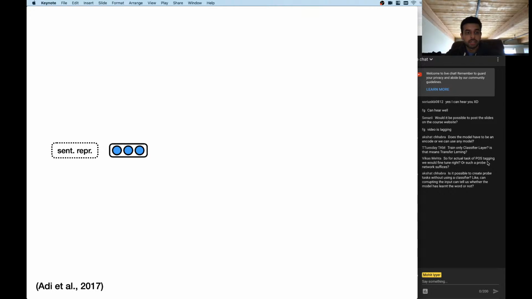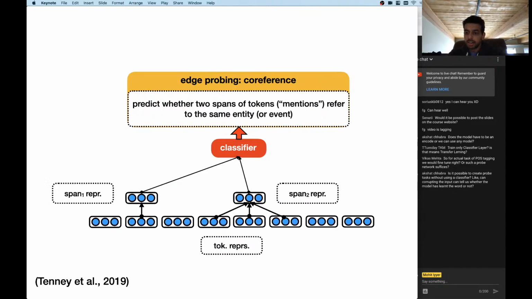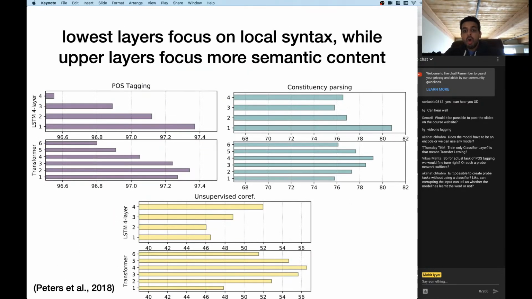If you actually wanted to solve part of speech tagging, you would not only train this classifier, but also fine tune the BERT network that is creating these blue tokens. So the probe network alone would probably give you some decent performance, but you would likely get better performance by fine tuning the entire model, as we've discussed with normal BERT fine tuning. That's a good question.